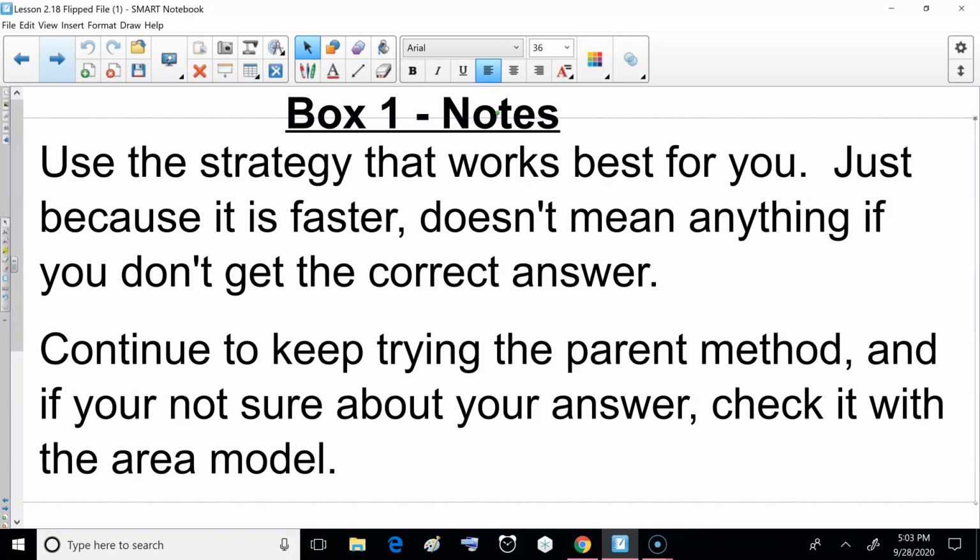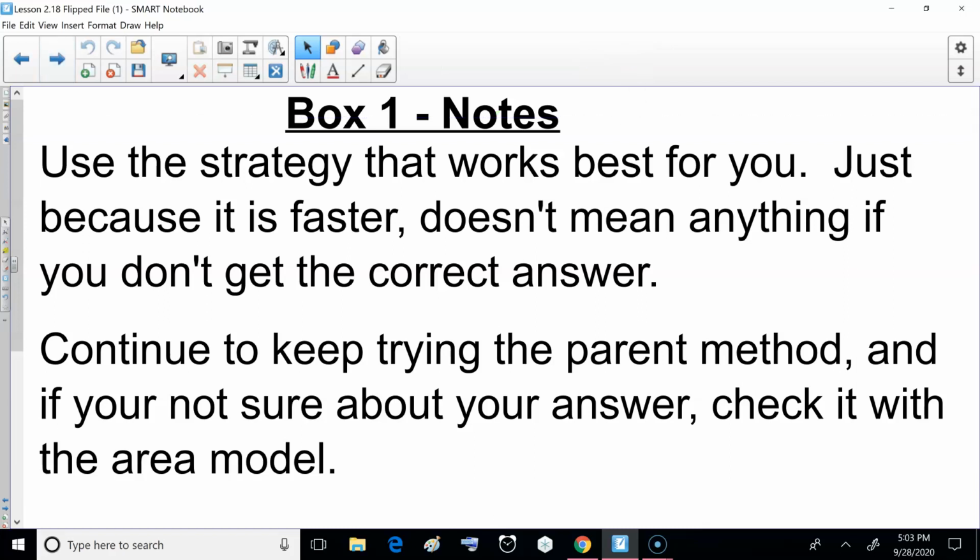So the big thing that we come to now that we're almost at the end of the multiplication unit is you have to use a strategy that works best for you. There is nothing worse than using a strategy because it's faster, but you don't get the correct answer. Then it's really not that fast because you're not getting the correct answer at the end. Our goal, though, right? So right now you might feel more comfortable with the area model. Our goal will get you to be doing it the parent method. That's our ultimate goal, is that you can do it the same way that your parents do it.